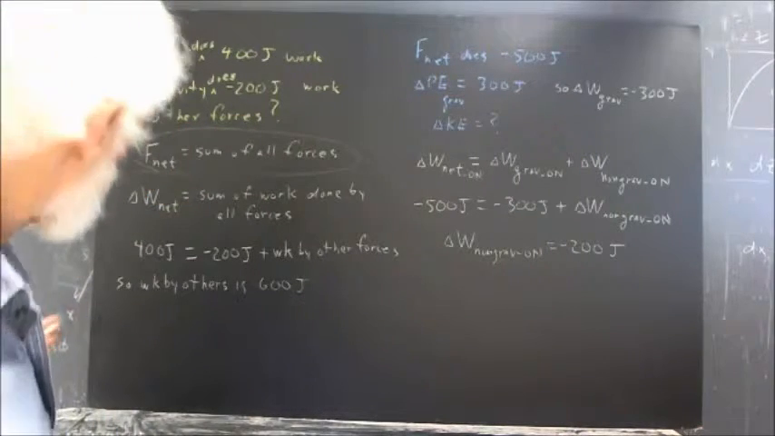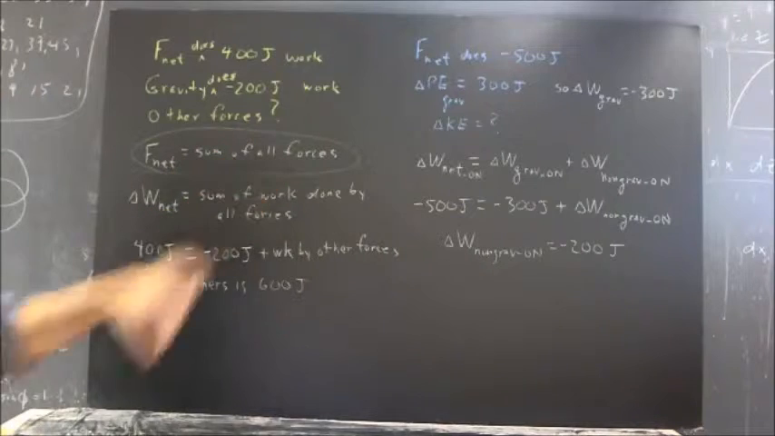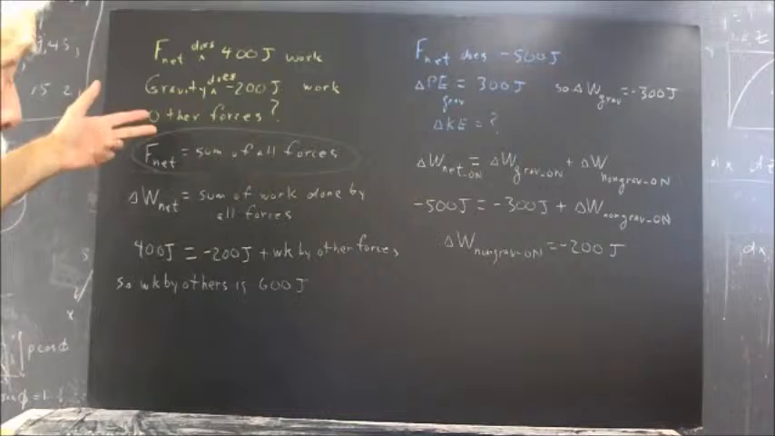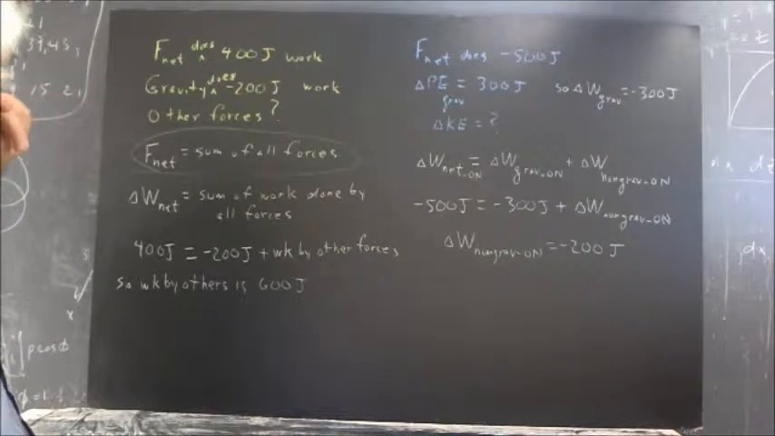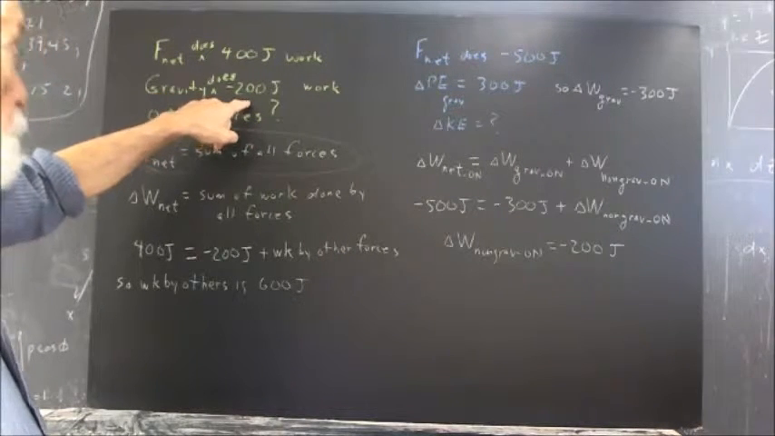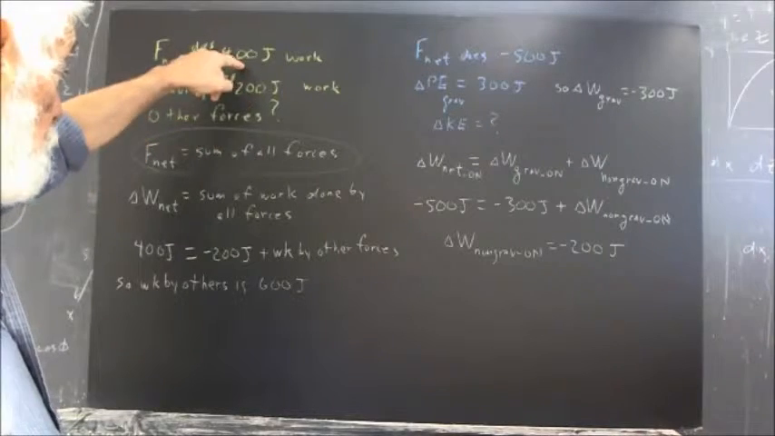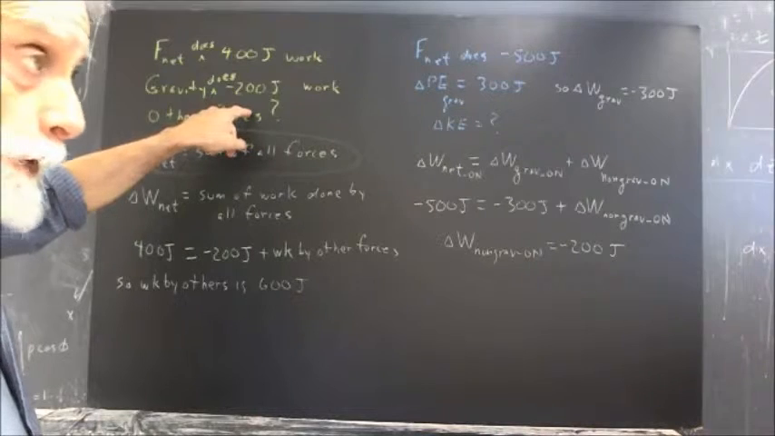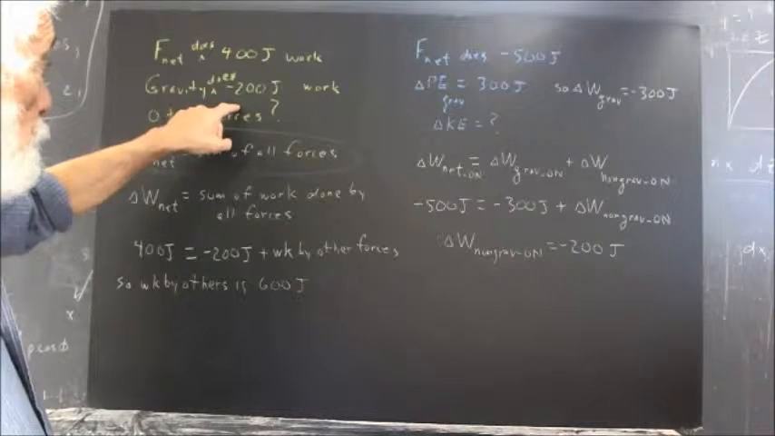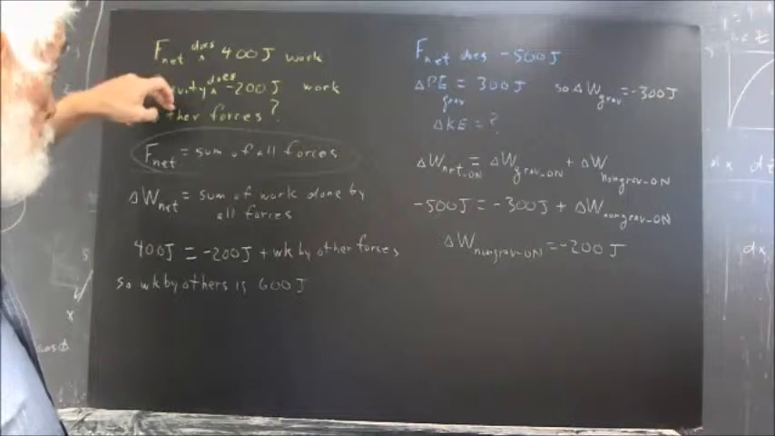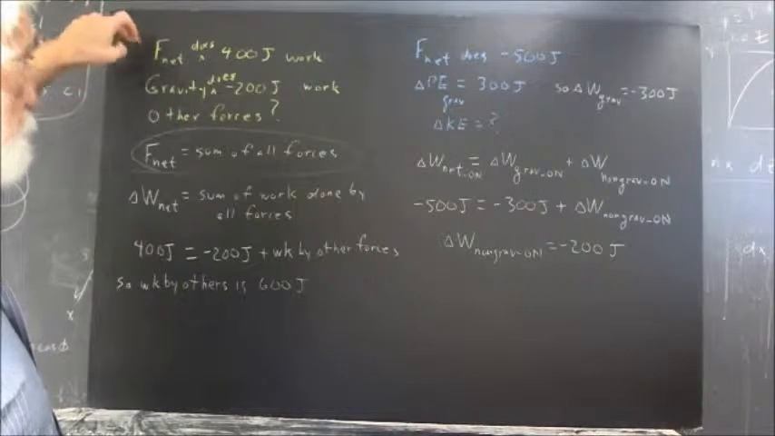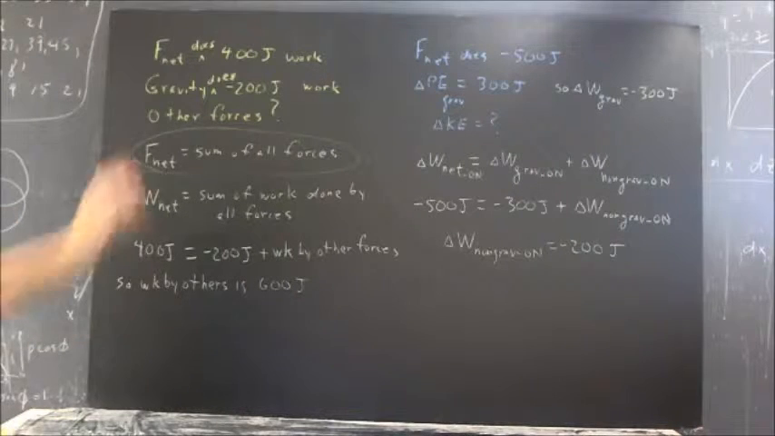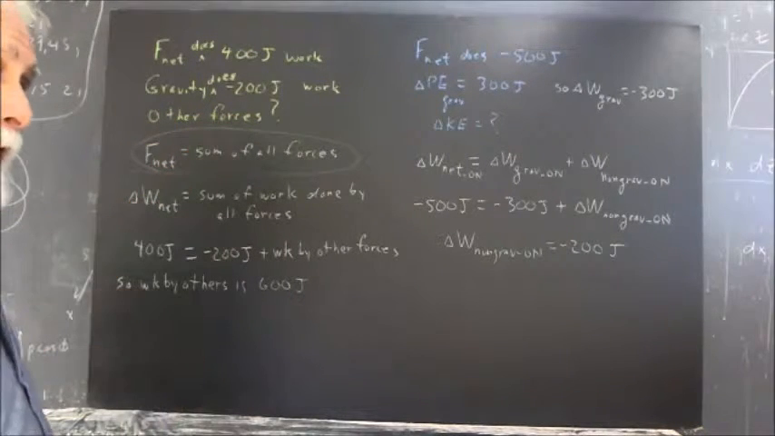Okay, well, net force is the sum of all the forces. Gravitational force is one of the forces. There have to be others because gravitational work does negative 200 joules of work, and net force does 400 joules of work. If gravitational force was the only force present, then it would be the net force, and then the work done by gravity would be the same as the work done by the net force. So how much work is done by other forces?